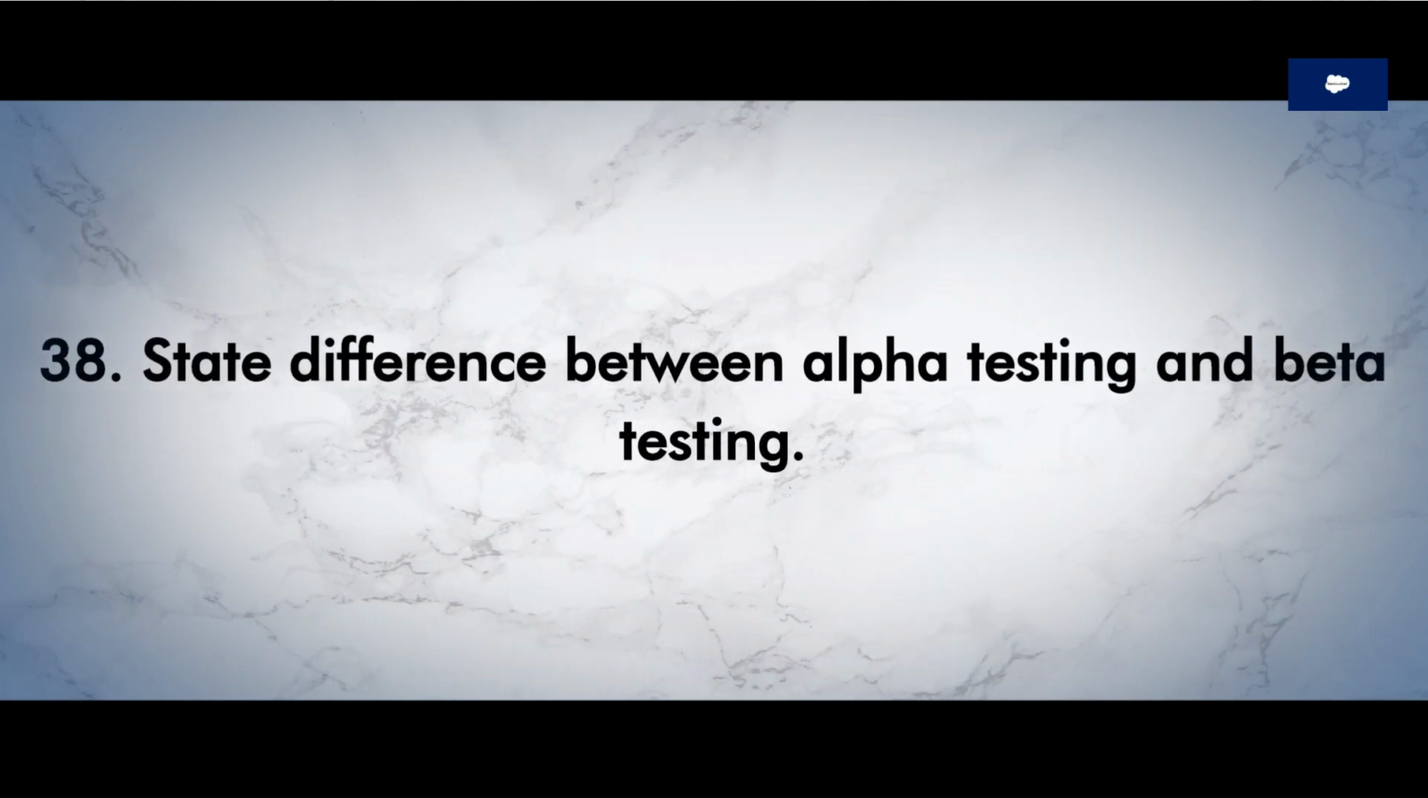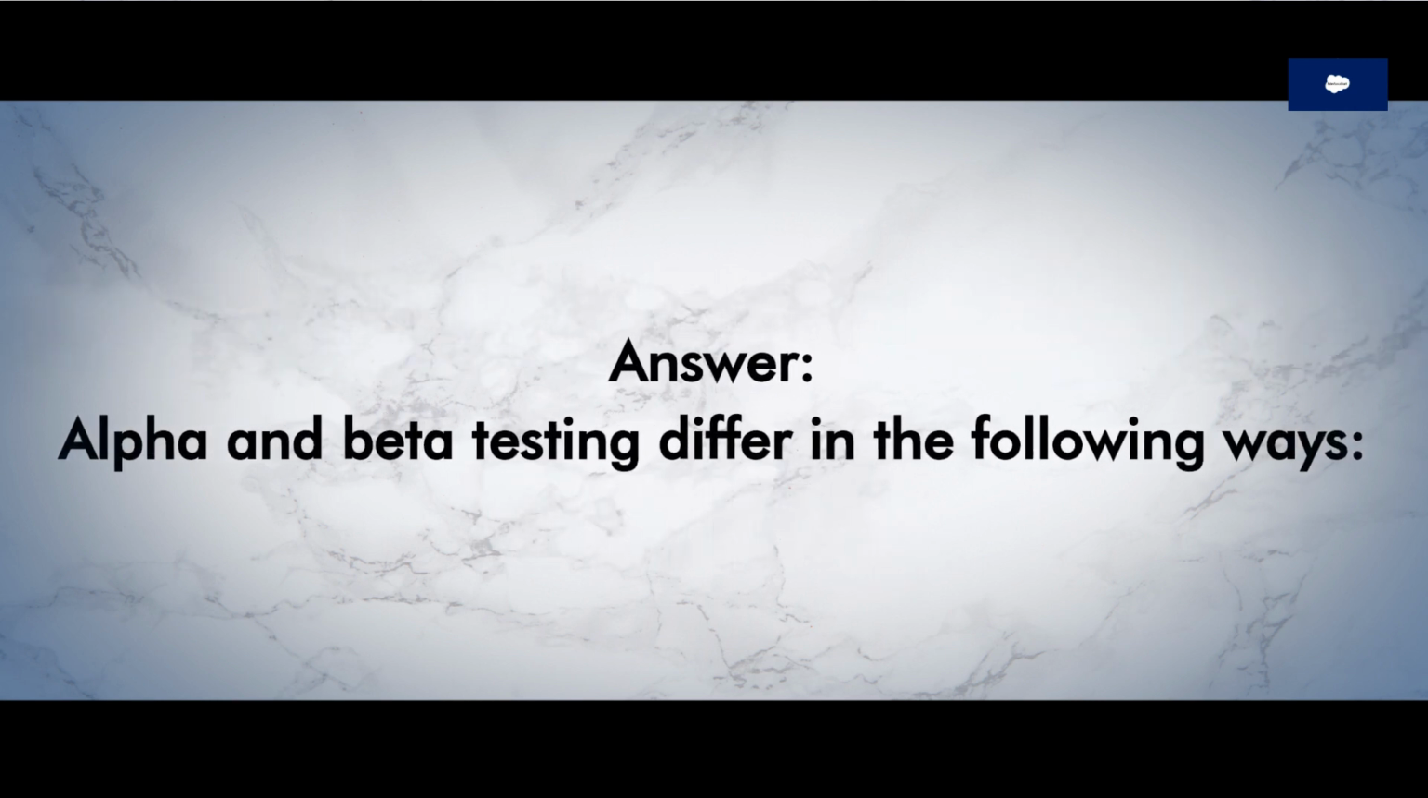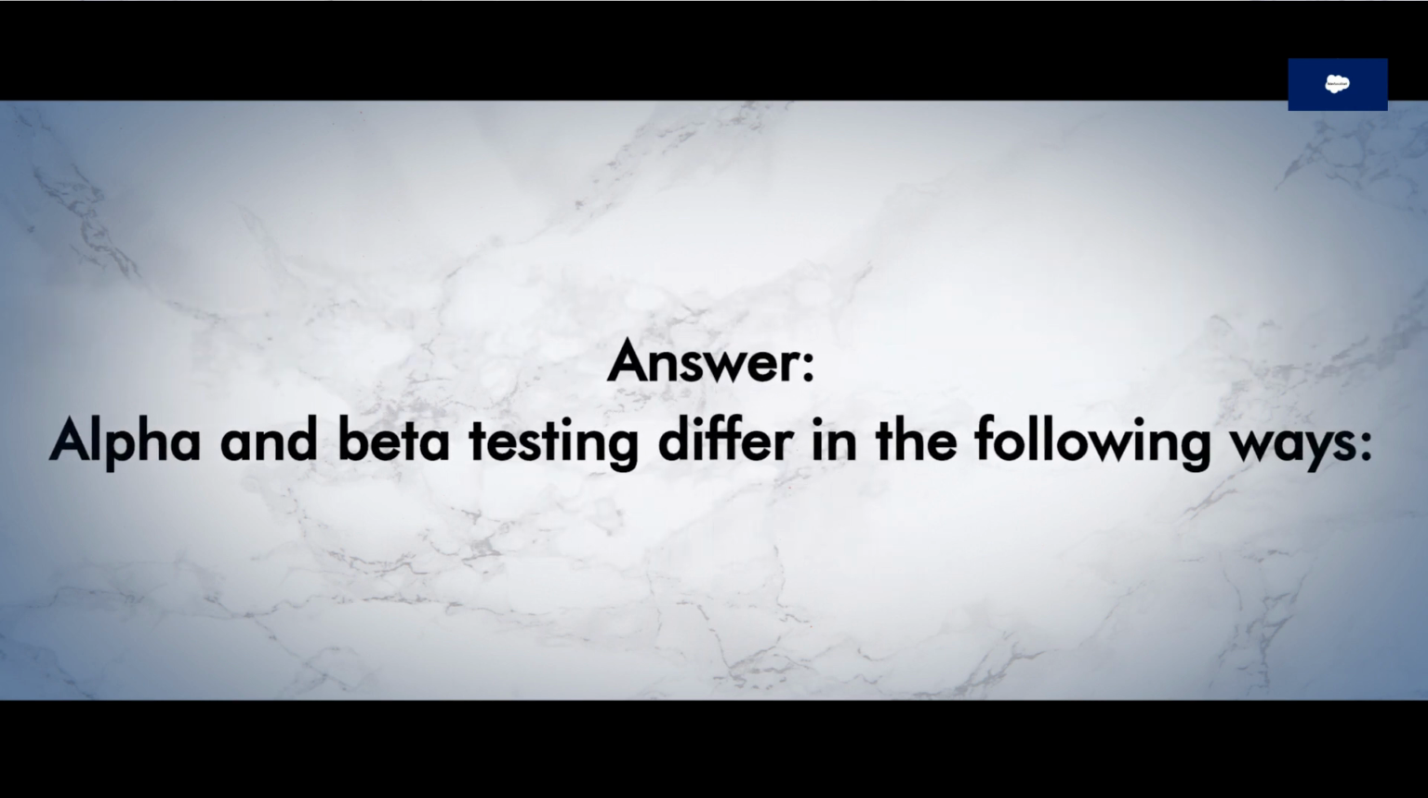38. State the difference between alpha testing and beta testing. Answer. Alpha and beta testing differ in the following ways.